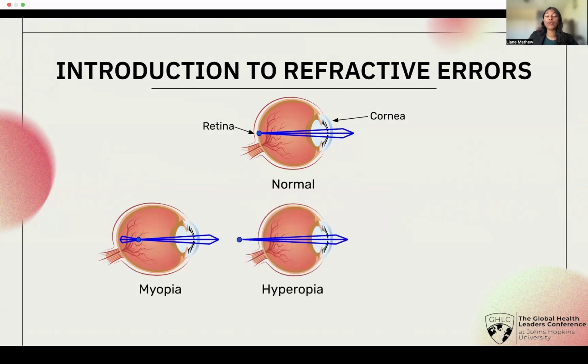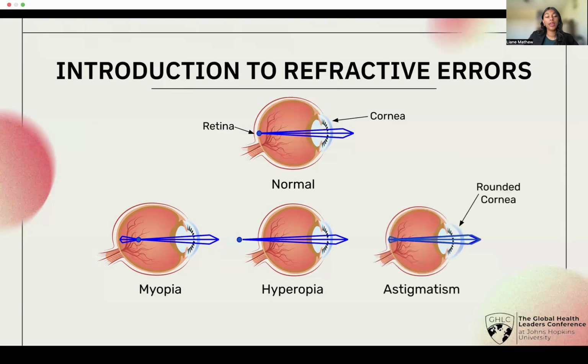For hyperopia or farsightedness, the distance between the cornea and the retina is too short, so the light rays focus behind the retina, as shown by the blue dot again. This results in near objects being blurry, while distant objects are clear.